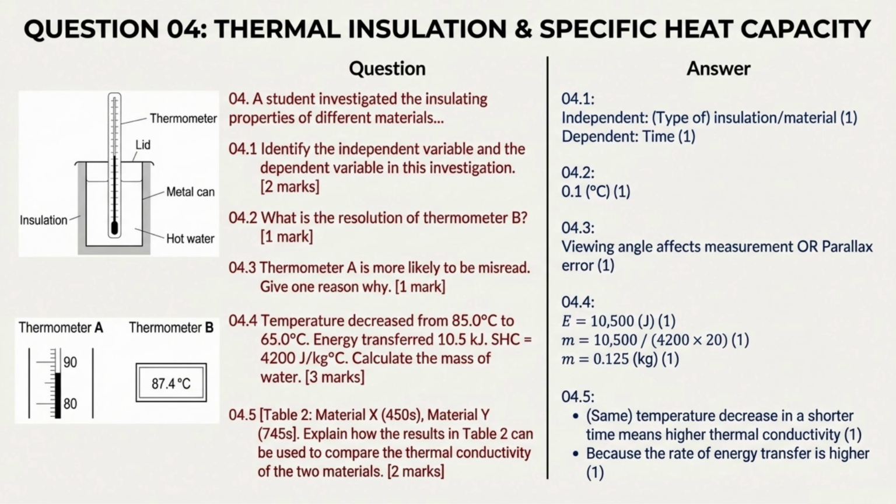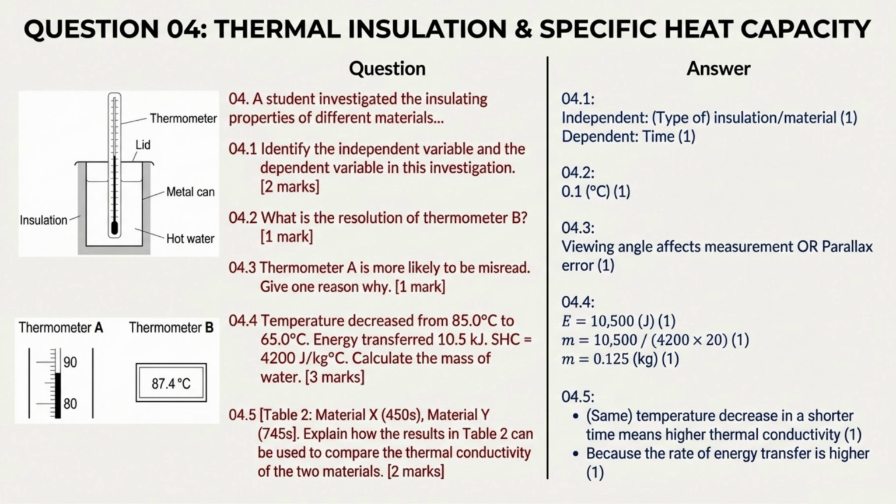So what's the formula we're working with? Energy equals mass times specific heat capacity times temperature change, or E equals m times c times delta theta. We need mass, so we rearrange to m equals E divided by, in brackets, c times delta theta. Let's plug those numbers in. Mass equals 10,500 divided by the result of 4,200 times 20, which is 125 kilograms.